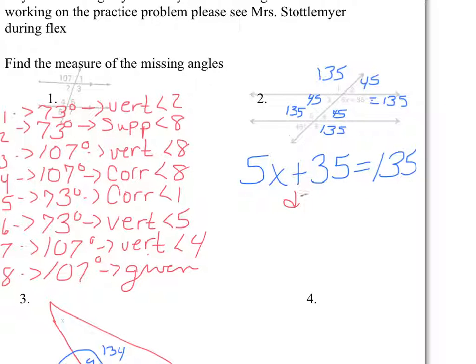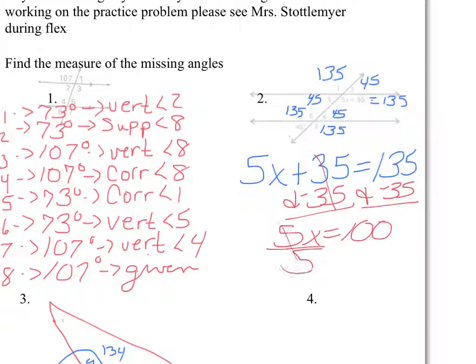Solve a pretty basic two-step equation. Add negative 35 to each side. We get 5x equaling 100. Divide by 5. x is 20.